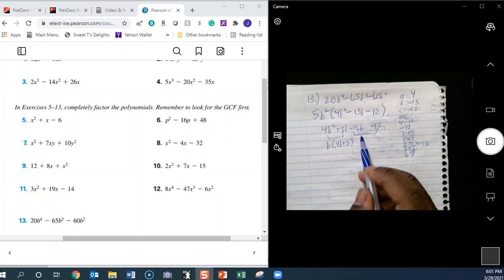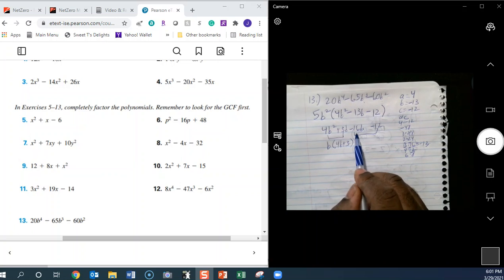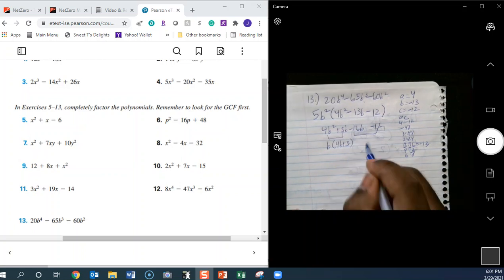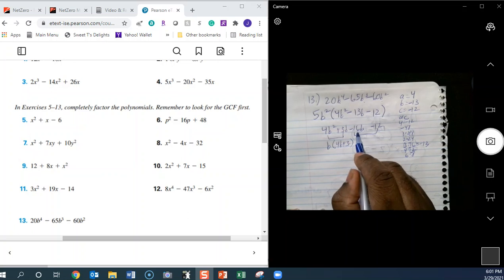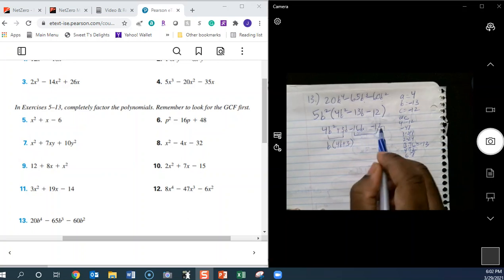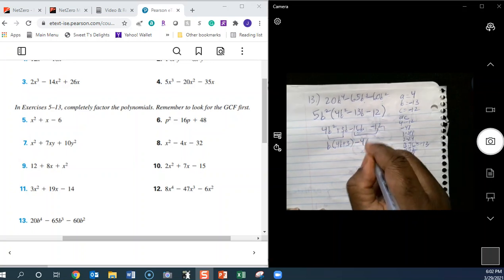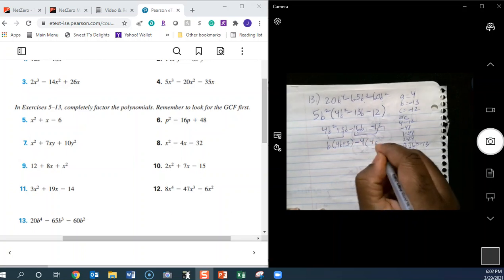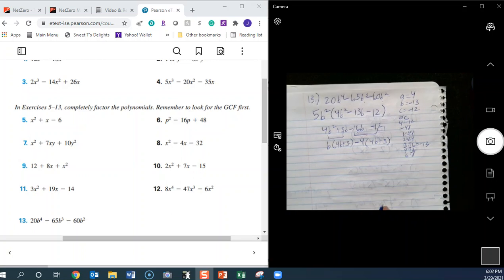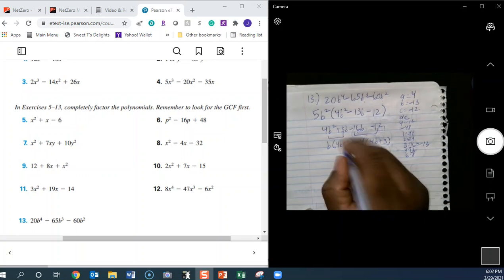Now when you group the second two, if the first term of the second two that you group is negative, whatever you factor out must be negative. So looking here, negative 16b and negative 12, you could factor out a negative 4. And then this would give you 4b plus 3. Now our two parentheses match up.